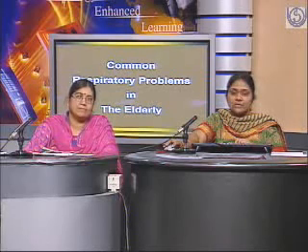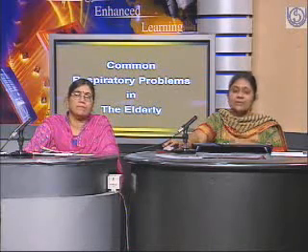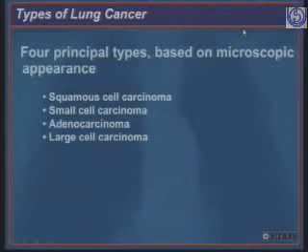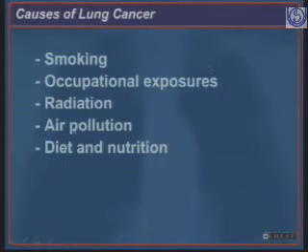Very briefly, just a few slides on lung malignancy, and this is what is happening to lung malignancies. You can see that with age, after the age of 55, the incidence of lung malignancy increases in both men and women. There are four basic types based on microscopic appearance. The commonest we see, of course, are squamous cell, and we can also see small cell, and sometimes we do see adenocarcinomas.